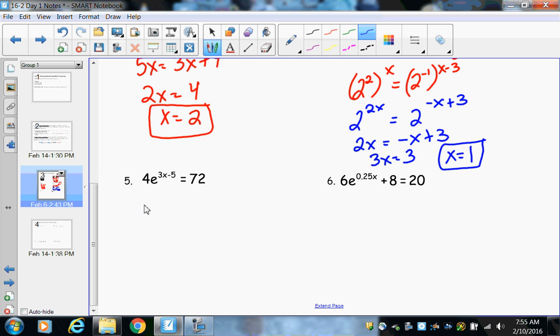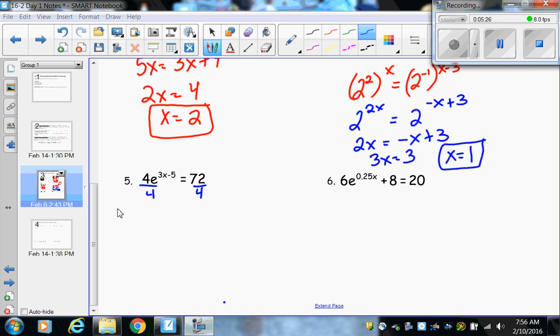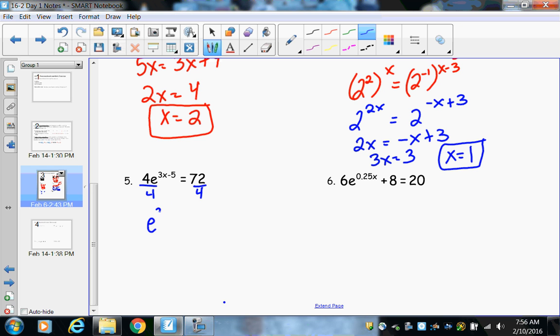Example 5, you notice we have a different type of base here, but if we're solving, kind of think of it this way. What's the opposite of multiplying? Because you really have multiplication going on in front here, right? So the opposite of multiplying would be dividing. So if you divide both sides by 4, you're left with e raised to the 3x minus 5 equals 18.